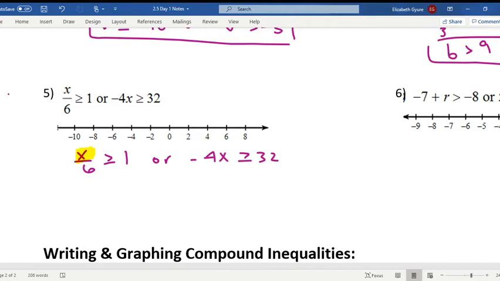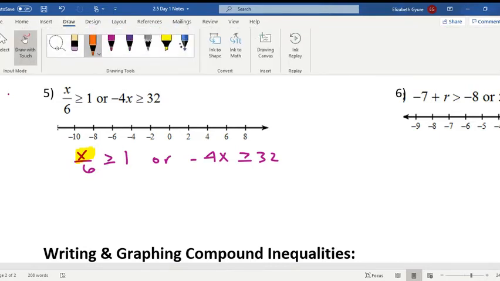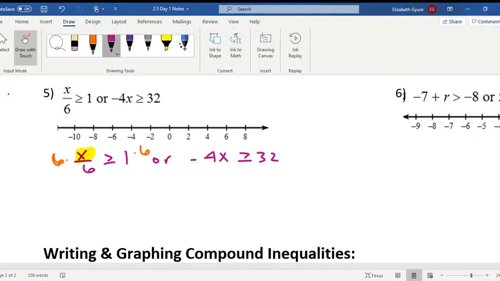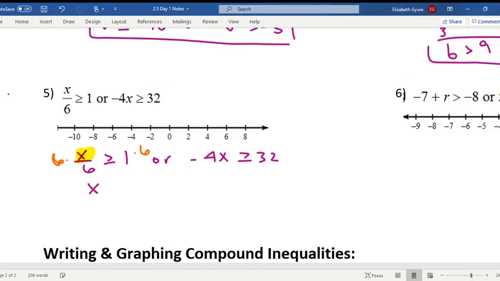Mason J, what is my opposite operation here if I'm dividing by 6? I want to do the opposite of dividing. Opposite of division. Multiplication, good. So we're going to multiply both sides by 6. And when I multiply both sides by 6, I'm going to have x is greater than or equal to 1 times 6, which is just 6.